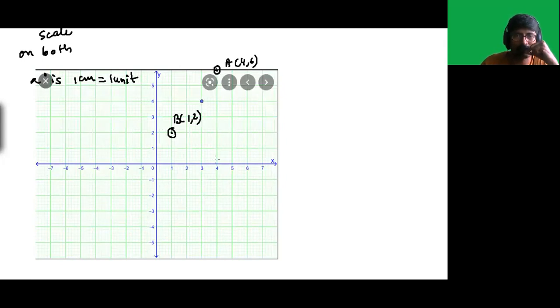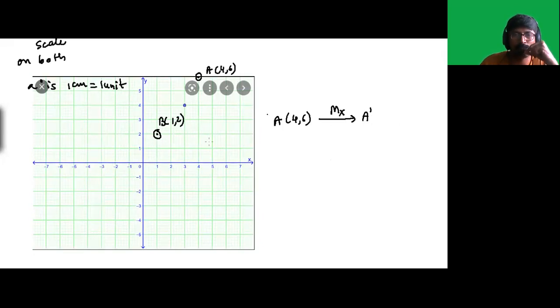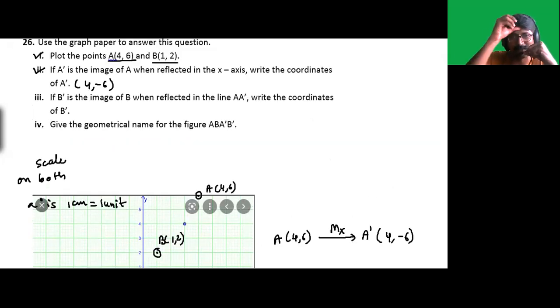When it reflects under the x-axis, it is going to come somewhere here, isn't it? So A (4, 6), when it reflects under the x-axis, becomes A prime as 4 comma minus 6. You can use algebra, you can use geometry, I mean the graph, whatever you feel comfortable with.